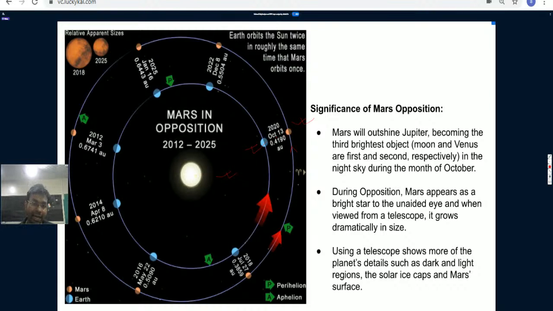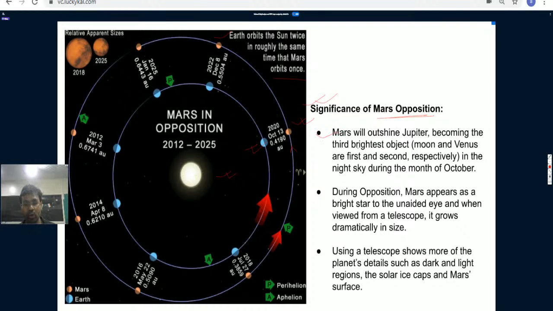So the thing is, earth generally revolves around the sun twice as fast as Mars. It simply means that the earth orbits the sun twice in roughly the same time that Mars orbits once. This is because Mars is farther away from the sun as compared to earth. Now let us understand what is the significance of the Mars opposition.